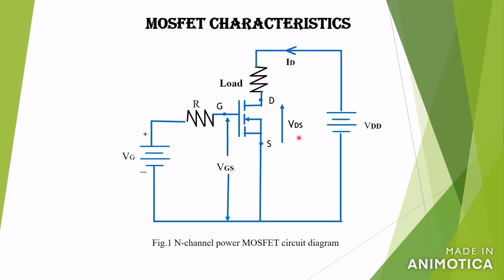drain and source terminal. Another voltage source, VG, is connected across the gate and source. This gate is made positive with respect to the source terminal, and the voltage across gate and source terminal is VGS.